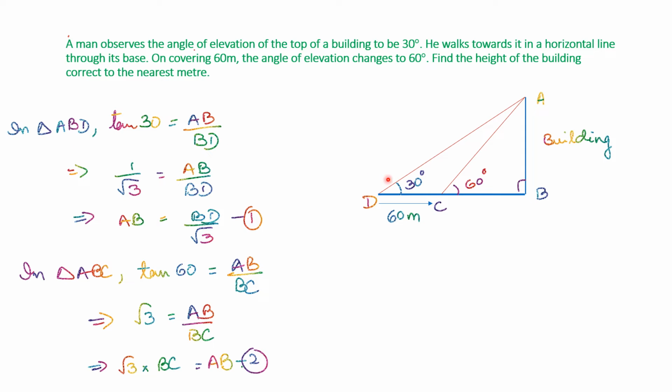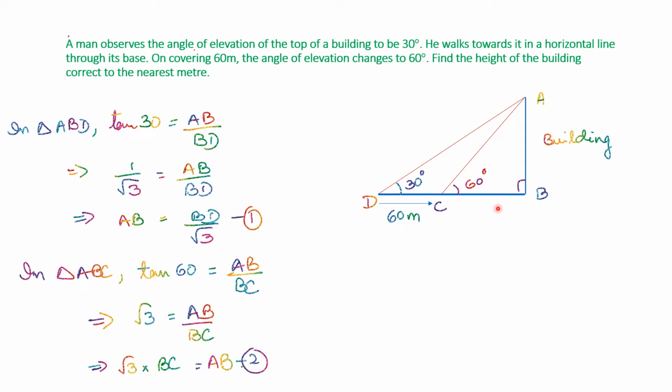That is, in triangle ABD, tan 30 is equal to opposite side, that is AB divided by BD. So here you are getting 1 by root 3 is equal to AB by BD, and AB is equal to BD by root 3. Here in triangle ABC, tan 60 is equal to AB by BC. That means root 3 is equal to AB by BC. Therefore, root 3 into BC is equal to AB.